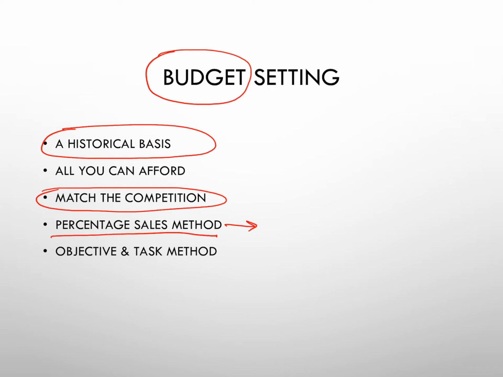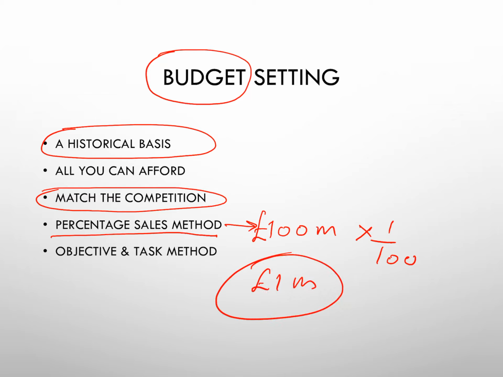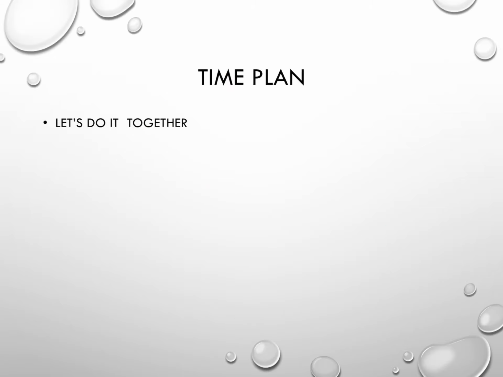Or third most common one is percentage sales method. Let's assume you're planning to do 100 million pound sales, and you might think, let me give 1% of my sales forecasted amount for the promotions. So I'm going to allocate 1 million budget. Okay. So I have given 5 different budget setting areas which you can go through.